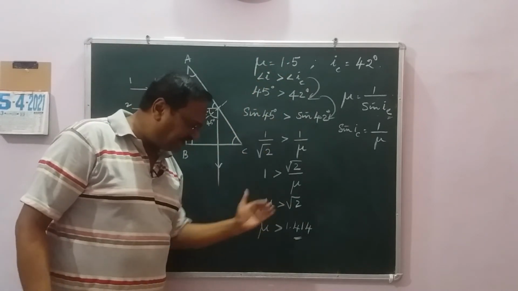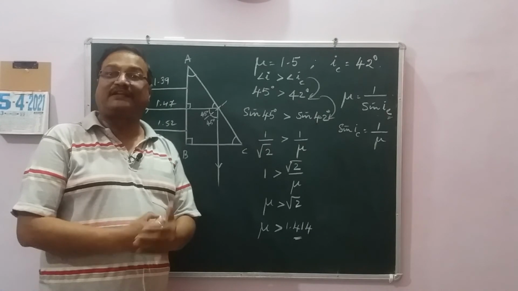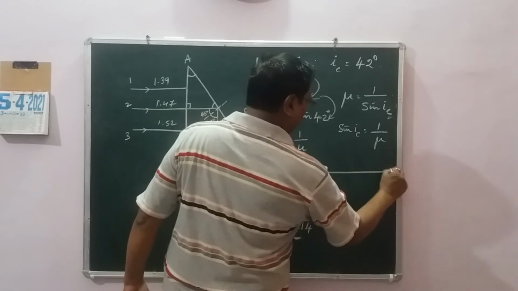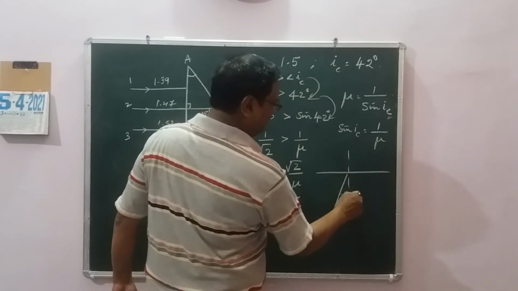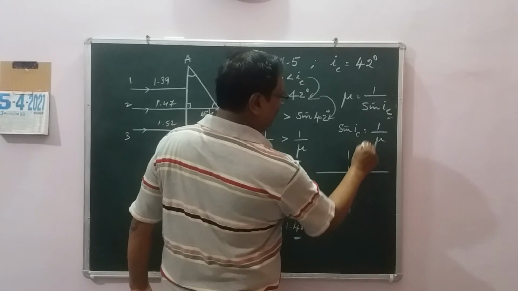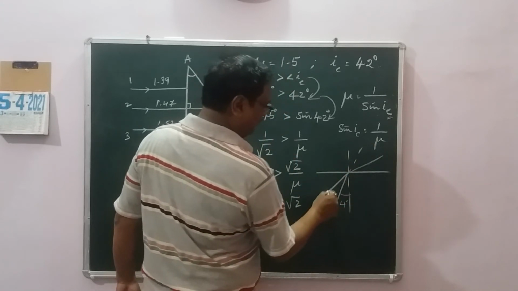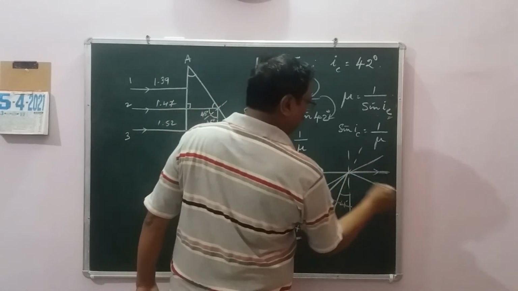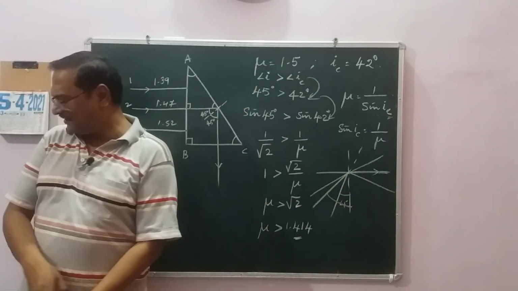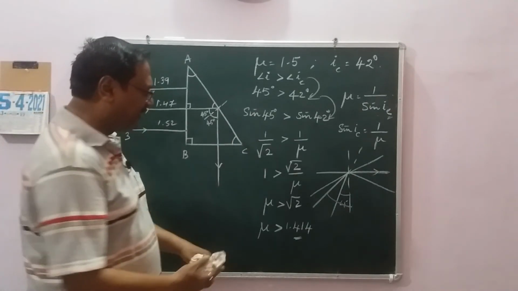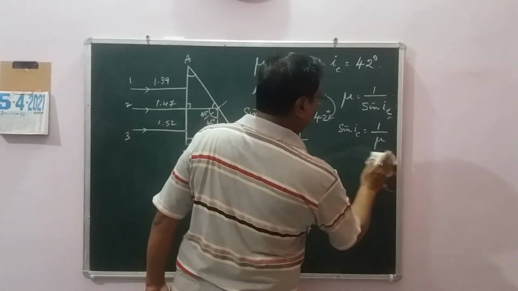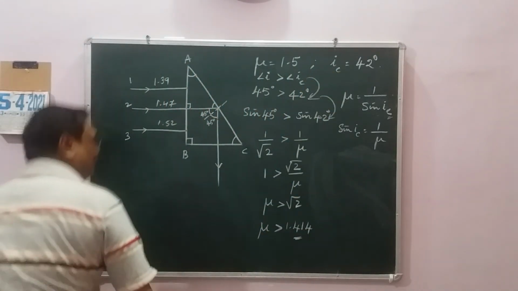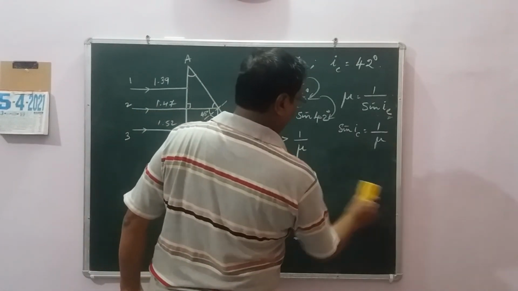If mu is less than that value, what will happen? The ray will get refracted. We already learnt in total internal reflection that a ray at an angle will get refracted and move away from the normal. Another ray at the critical angle grazes over the surface. If it is greater than the critical angle, total internal reflection. Already we learnt the concept. So using these conditions, we have found that the refractive index should be greater than this value.